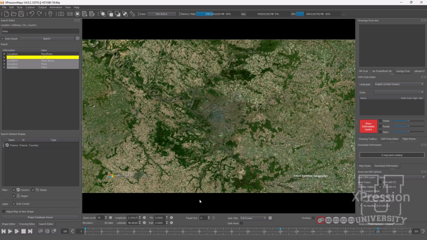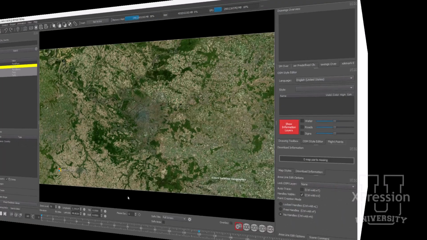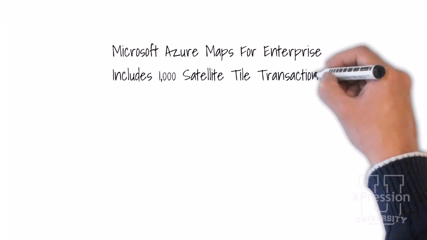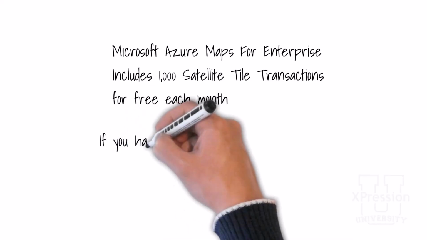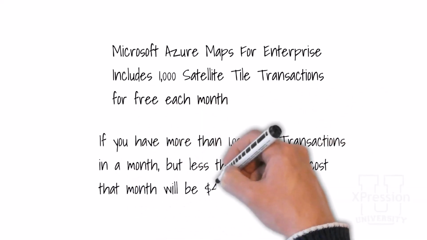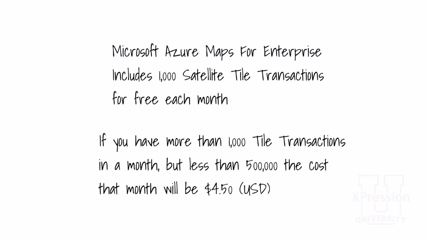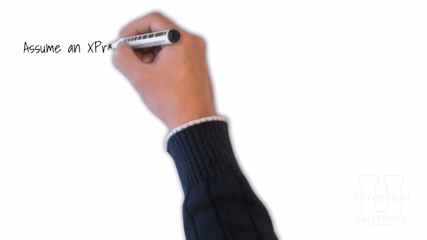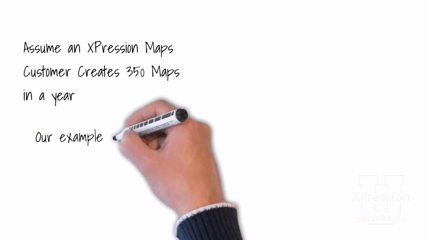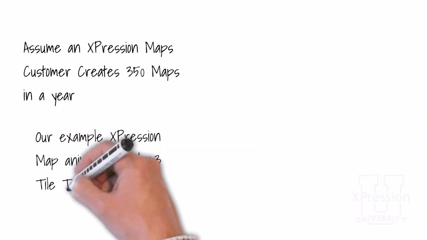And again, we should probably do some simple math here. Microsoft Azure Maps for Enterprise includes 1,000 satellite tile transactions for free each month. If you have more than 1,000 tile transactions in a month but less than 500,000, the cost of that month will be $4.50. Assume an XPression Maps customer creates 350 maps in a calendar year. Our example XPression Map animation used 23 tile transactions.